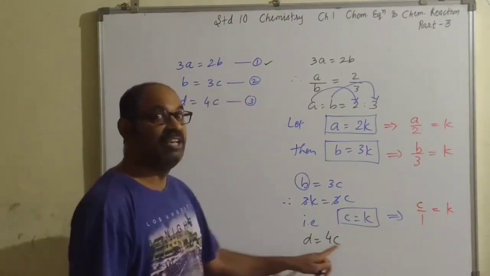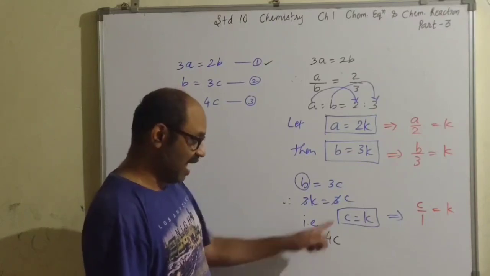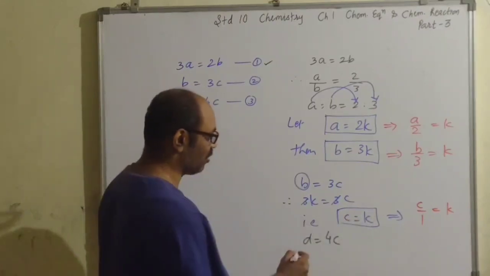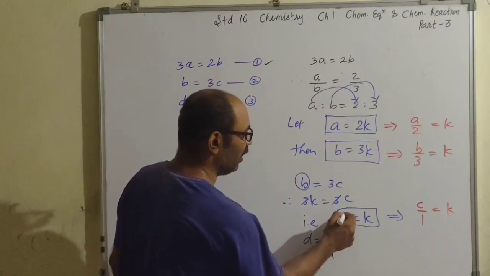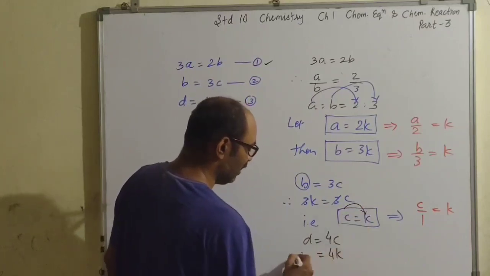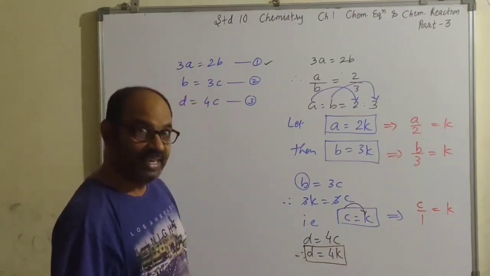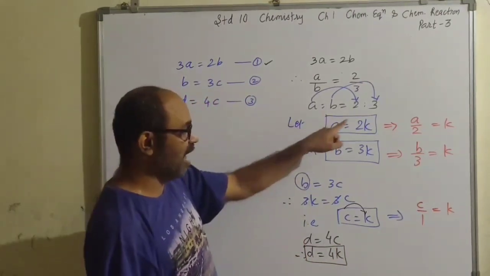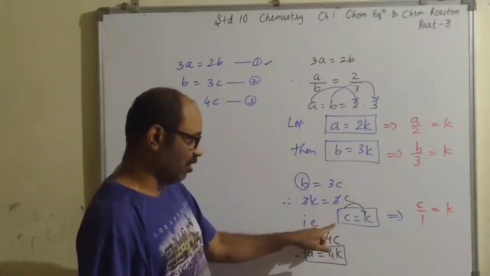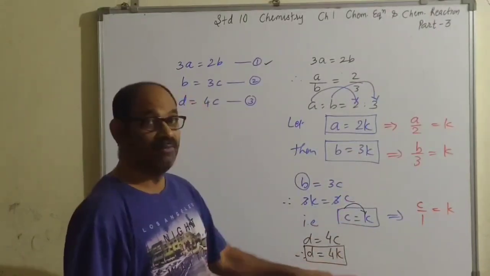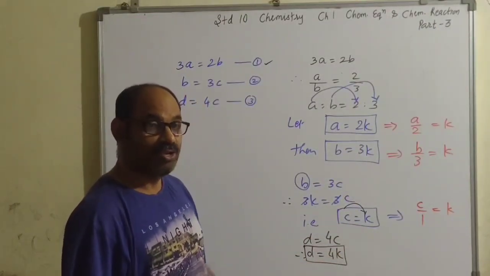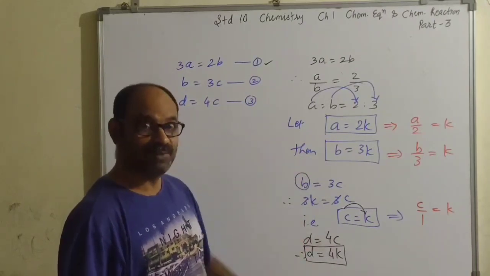One more equation. D is equal to 4C. Do you have the value of D or C in terms of K? Yes, C is equal to K, in the box you see. So 4 into, in place of C I write K. Therefore D is equal to 4K. So that is the value of D. So value of A 2K, value of B 3K, value of C K, and value of D 4K. So you got the value of all 4 variables in terms of K.